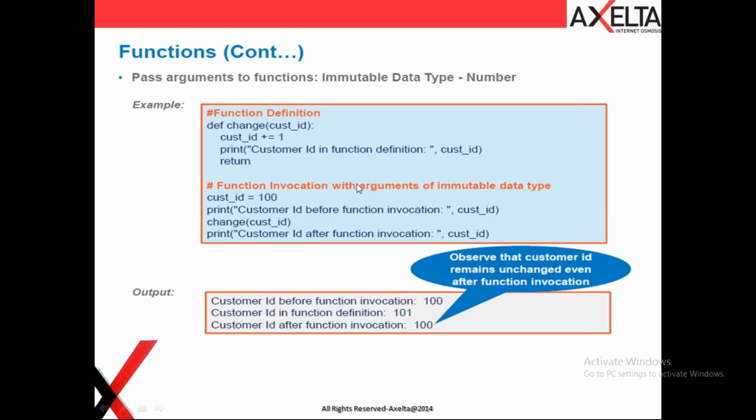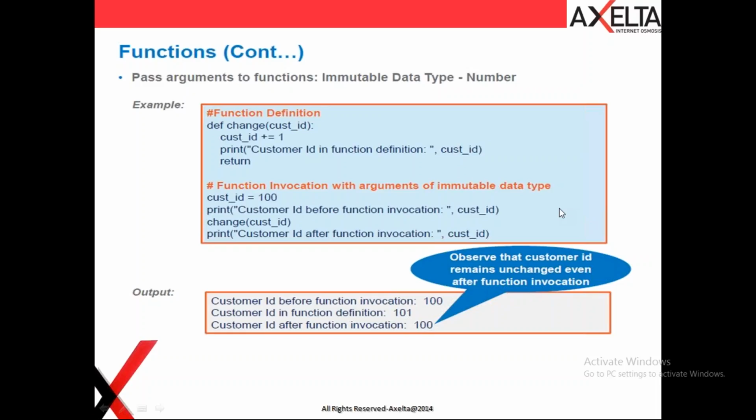Because in Python, numbers are immutable. Means what? They are fixed. You can't change them. Numbers, tuples and strings are fixed. You can't update it. You can't delete it. You can't modify it. So that is the reason you can't do any kind of modification. Is it clear for you?